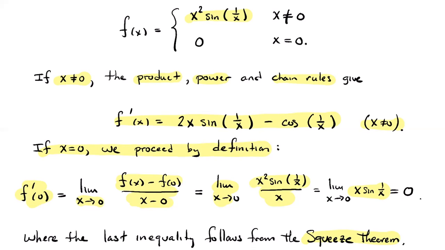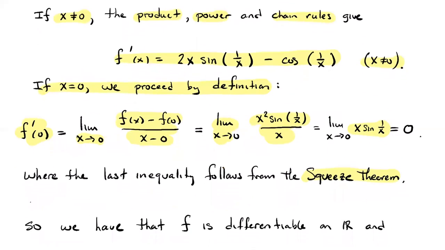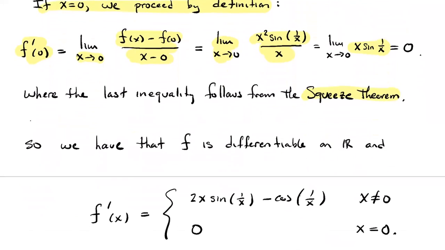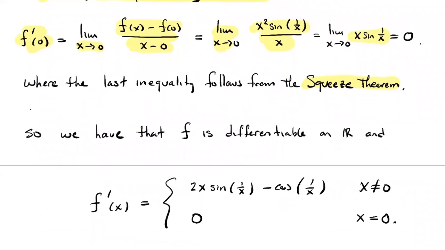So that gives us the differentiability of this function f on all of R. Here's a formula for it. Like we said, if x isn't 0, the derivative is given by this linear combination of those two trigonometric functions. And we just computed that if x is 0, the derivative is given by 0. So f is a differentiable function.